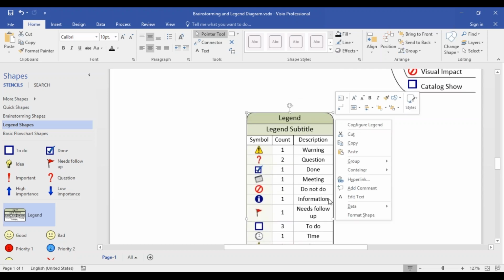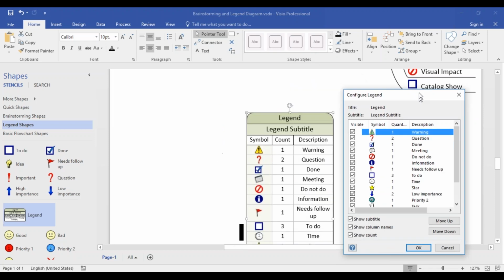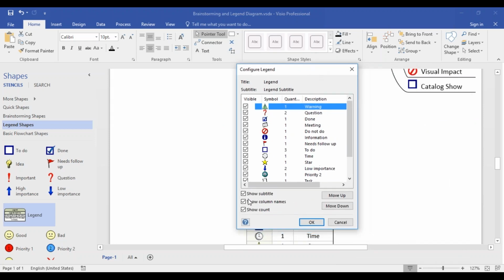You can right click and adjust, configure legend. So you can remove the subtitle. You can show the column name or remove the column name. If you don't want to show the count, you can remove the count. How many times you have used a particular symbol in your drawing, that's what it is showing. If you don't want that, you can remove it. Move up, move down. If you want the maximum number of used shapes to be on the top, you can do that.